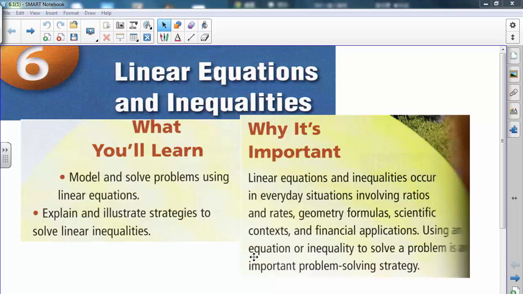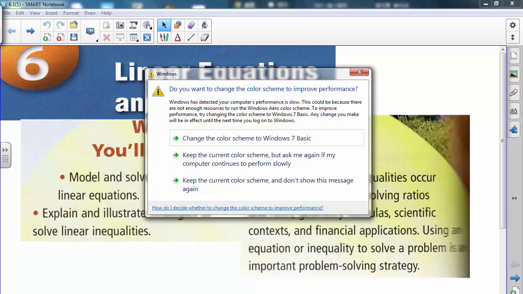Unit 6 is linear equations and inequalities. Let's look at what we will learn in this unit. In this unit, we will focus on two topics. The first topic is how we can model and solve problems using linear equations. The second topic is how we can explain and illustrate strategies to solve linear inequalities.